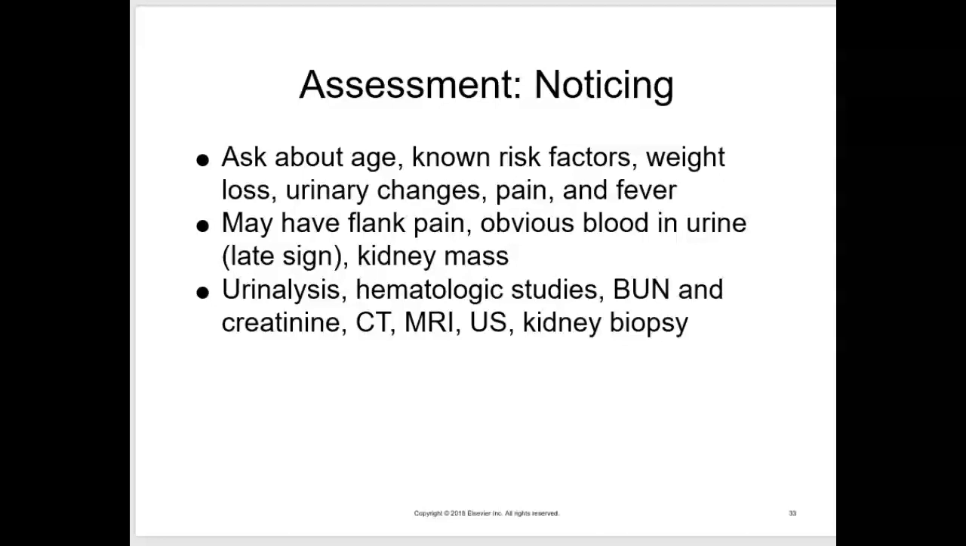Ask about the nature of flank or abdominal discomfort. Patients often describe the pain as dull and aching. Pain may be more intense if bleeding into the tumor or kidney occurs. Inspect the flank area, checking for asymmetry or an obvious bulge. An abdominal mass may be felt with gentle palpation. A renal bruit may be heard on auscultation.